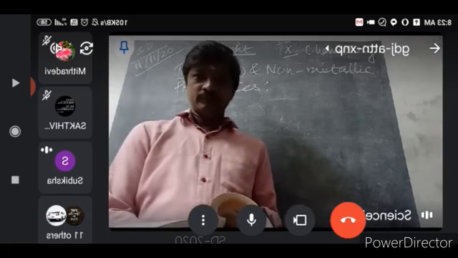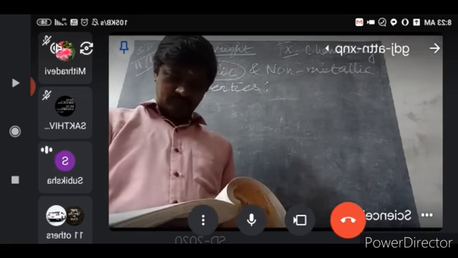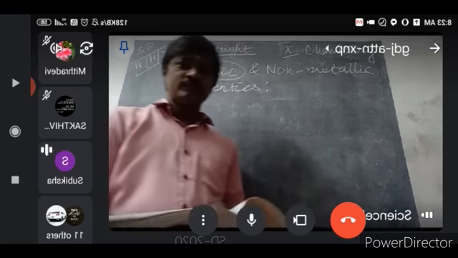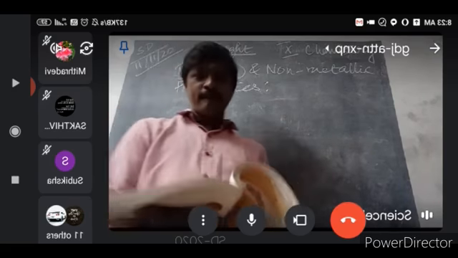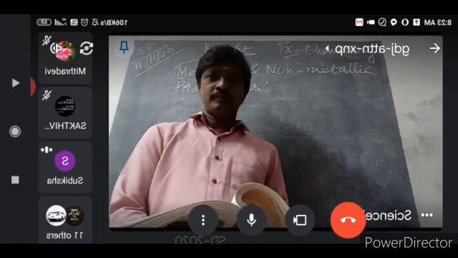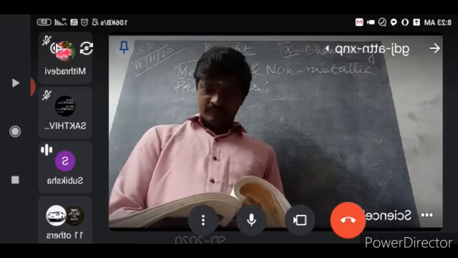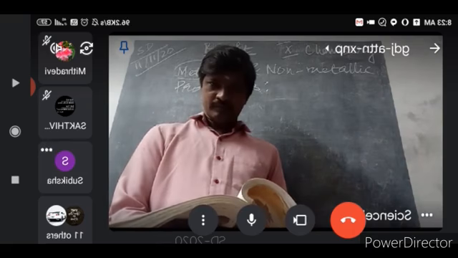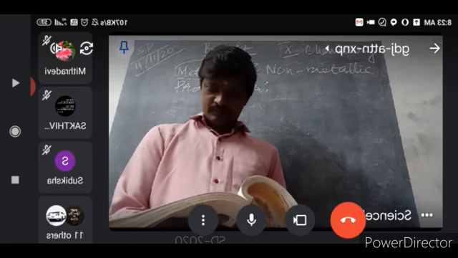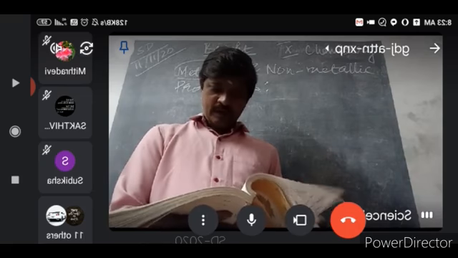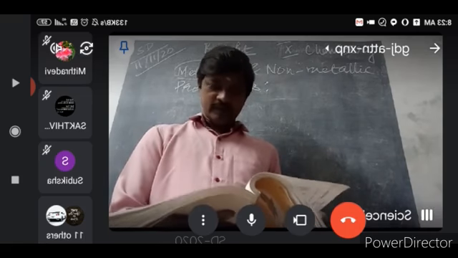Decreases along a period from left to right. Which decreases? Metallic character. Why? Tendency to gain electrons increases due to decrease in atomic size and increase in effective nuclear charge. Already it is given. What is said is correct.